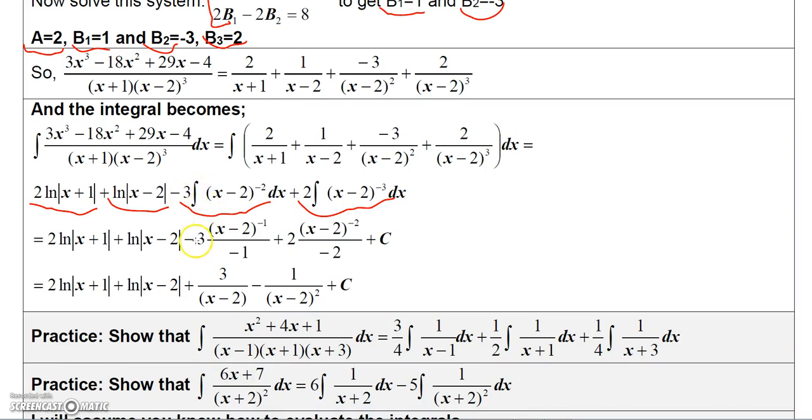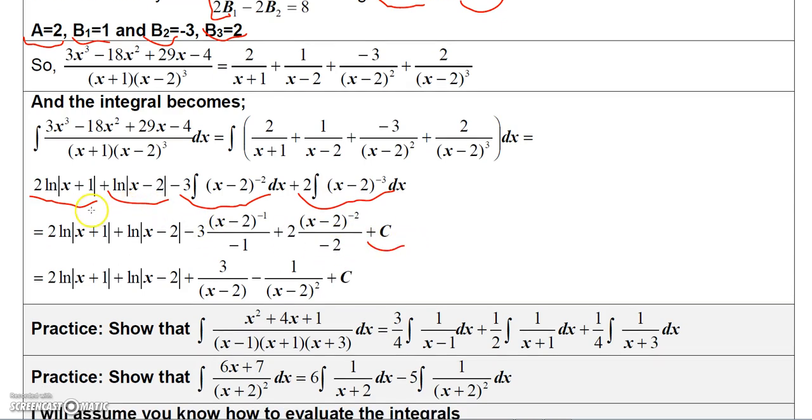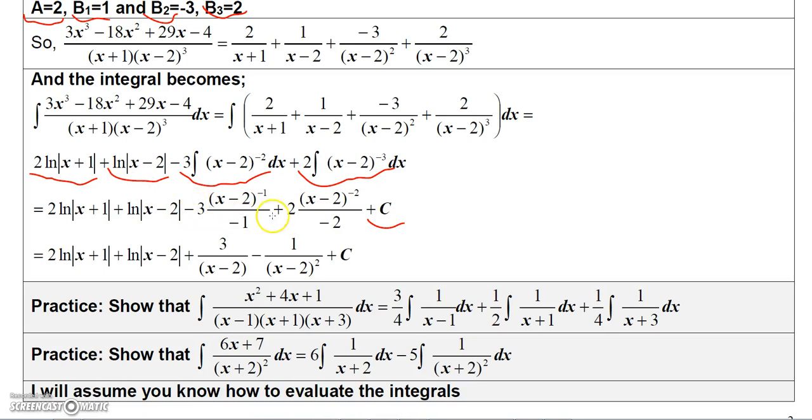If I use the power rule there, I'll get minus 3 times x minus 2 to the negative 1 divided by negative 1. If I use the power rule here, I get 2 times x minus 2 raised to the negative 2 divided by negative 2. And then, of course, plus c at the end. And then just simplify this mess. Minus 3 divided by minus 1, that's plus. And then 2 divided by minus 2, that's going to be a minus. So you're just going to have minus 1 times this.